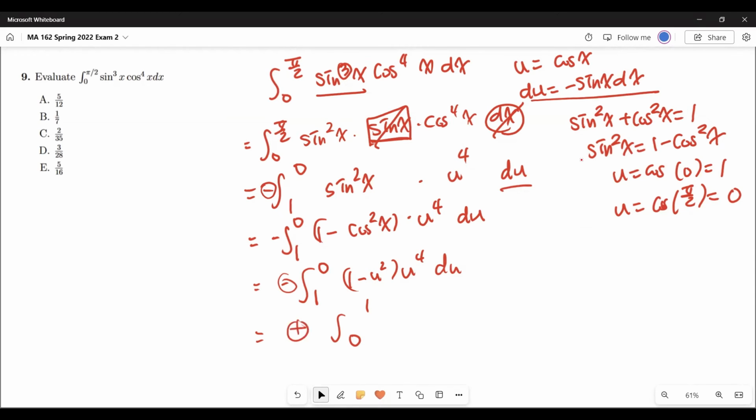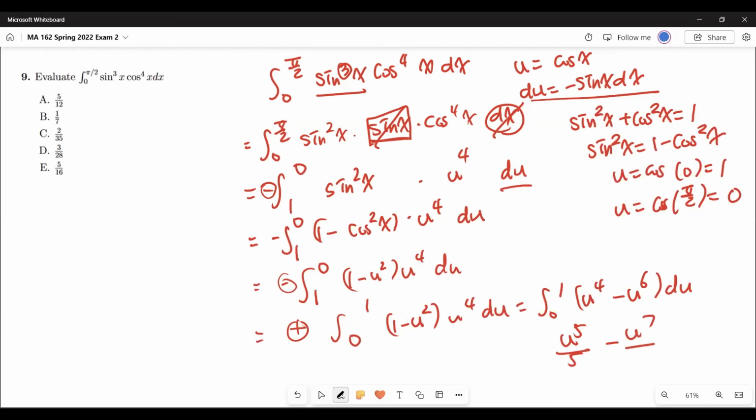Positive, from 0 to 1, 1 minus u squared, u to the fourth du. This is the integral from 0 to 1 of u to the fourth power minus u to the sixth power du. This becomes u to the fifth power over 5 minus u to the seventh power over 7, evaluated from 0 to 1. And this becomes 1 over 5 minus 1 over 7. If you put in 0, it's just 0, so we don't worry about it. And this is 2 over 35. So the answer for this question is C.